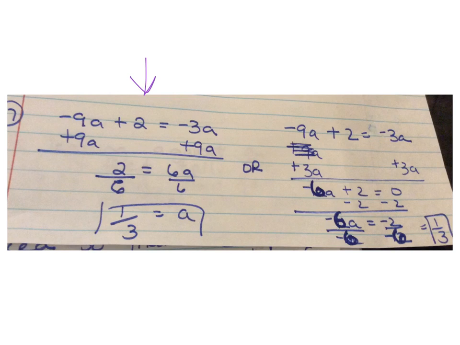On the other one, over here, I added 3a to both sides, and I got negative 9a plus 3a is negative 6a plus 2, and then I have to remember on this side I've got to put a 0. I subtracted 2 from both sides. I got negative 6a equals negative 2. Divide both sides by negative 6, and I got the answer of 1/3 when I reduce.